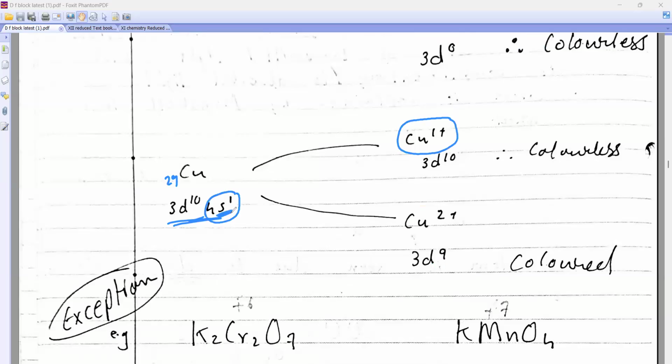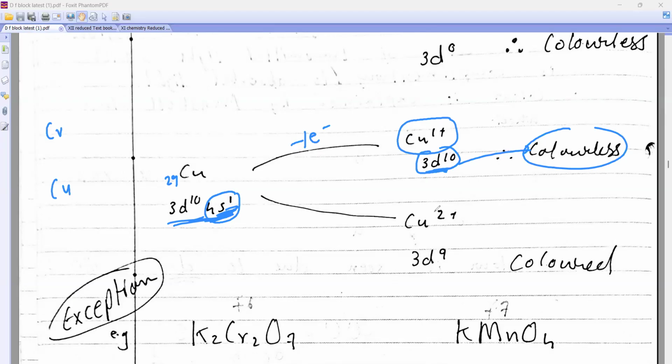And lose one electron. So what will be left? 3d9. How 9? Copper and chromium were anomalous, weren't they? So it's losing one electron now. It is losing from 4s1, so then it'll be 10. So 3d10. So what will d10 be?